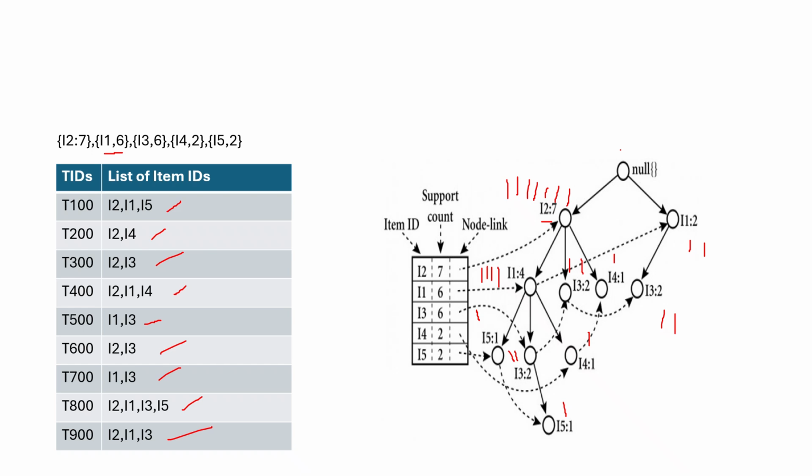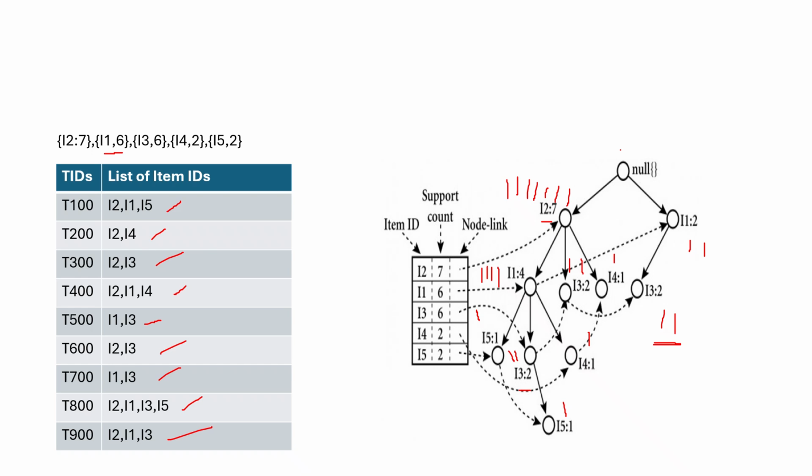Now let's go for I3. So now you have an I3 here, which is 2. Okay, 2 times it had occurred. And then any other I3 we have? Yes, here also 2 times it had occurred. And also we have an I3 here where 2 times it had occurred. So 2 plus 2 plus 2, 6 times. I3 had occurred 6 times. So I3 is 6.